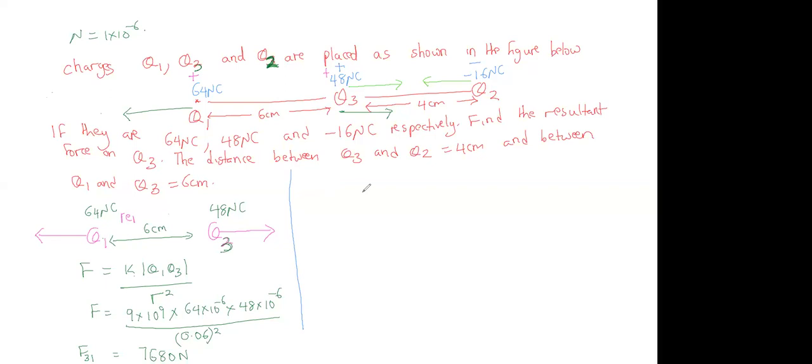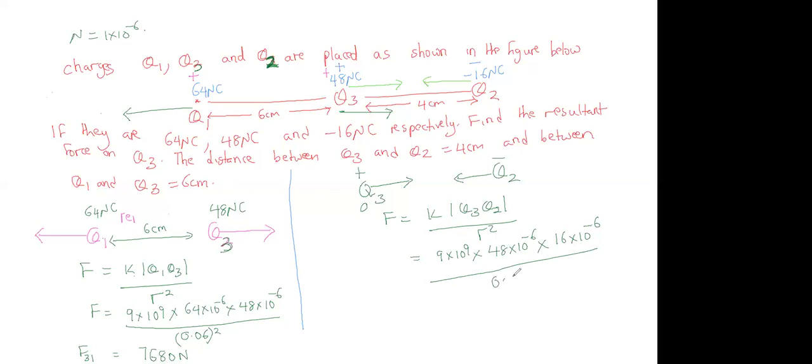We are going to find the force between Q3 and Q2. This is Q3 and this is Q2. I ask myself, this is a positive charge and this is a negative, so we have said that the force between the two is attractive, so I draw an arrow like this. So now force is equal to K into Q3 times Q2, out of R squared. K is 9 × 10^9 times the charge on Q3, which is 48 × 10^-6, times the charge on Q2, which is 16 × 10^-6. Members, I'm dropping the negative because of the magnitude, out of the distance between them, which is 4 centimeters, so it will be 0.04 everything squared.